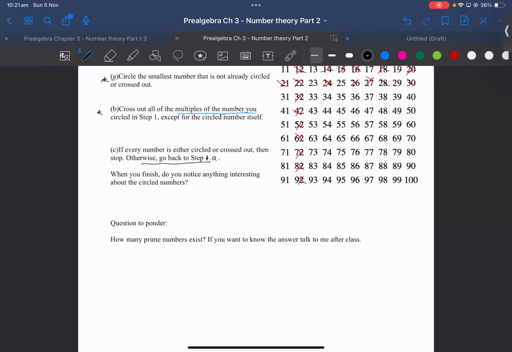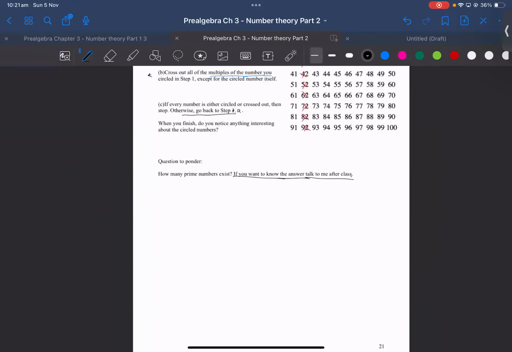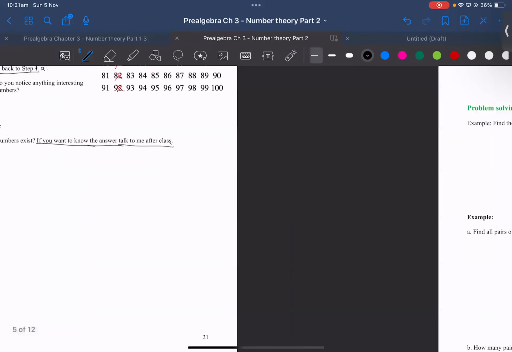If you want to know more about it, please ask me after class. This is a really tricky question, so it's up to you. It's not really part of the course, just whether you're interested and want to know. We can talk after class.